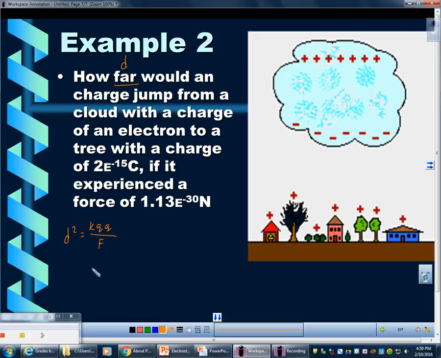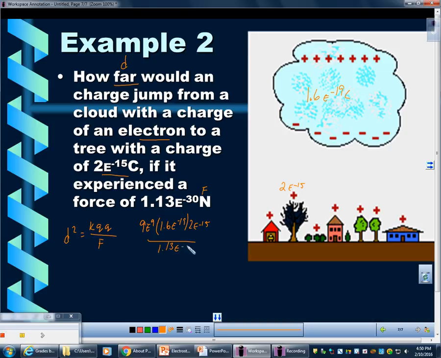So we want to know how far. We have 9 times 10 to the 9th as a constant value. Now we need our two charges. It says for a charge to jump from a cloud with the charge of an electron. So my cloud has that charge of 1.6 times 10 to the negative 19 coulombs, down to a tree with a charge of 2 times 10 to the negative 15th coulombs. So those will be my two charges, my electron as well as my tree. On the bottom, I will place my force, or the value that is being measured in newtons.